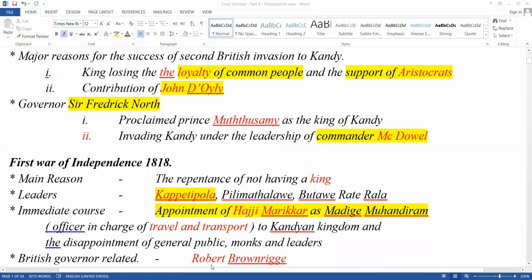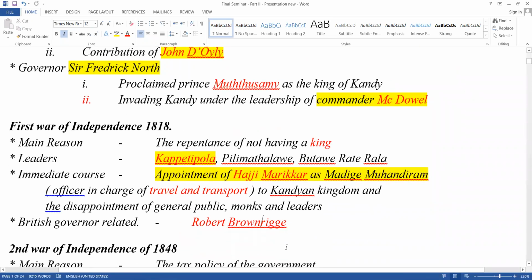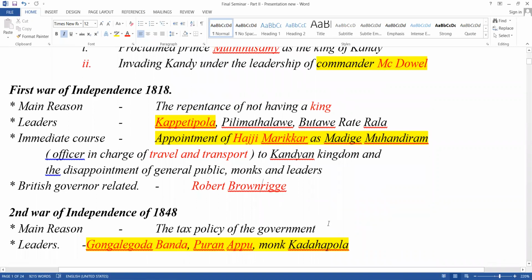The British governor related to the first struggle of freedom was Robert Brownrigg, the same person who had captured the Kandyan Kingdom. In the second struggle, the major reason was the tax policy of the government. Governor Viscount Torrington implemented new taxes. What are the new taxes here? Gun tax, dog tax, body tax, even cart and catamaran tax, boat tax, shop tax. Many taxes were implemented by Governor Viscount Torrington, so people came out to struggle against the government.